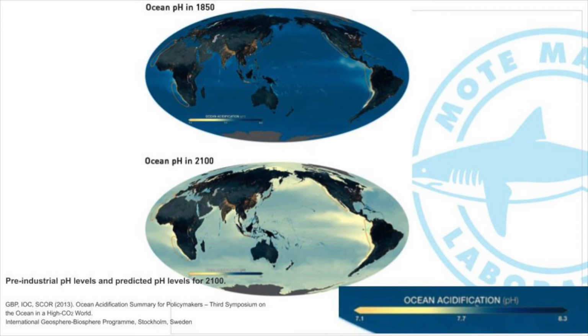Let's take a close look at the top image from 1850. What do you notice? Looking at the ocean acidification pH scale, our oceans range from 8 to 8.3. Comparing this to the bottom image for the predicted pH levels, in 2100, there is a large variance. These numbers range from 8 all the way down to low levels of 7.6.